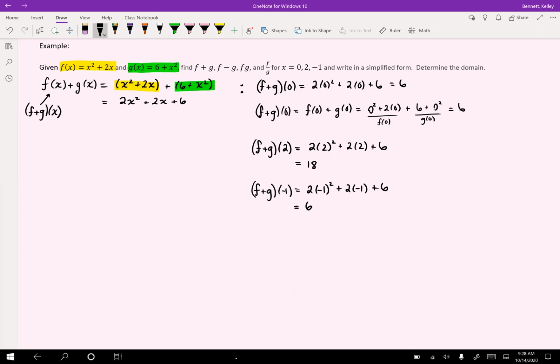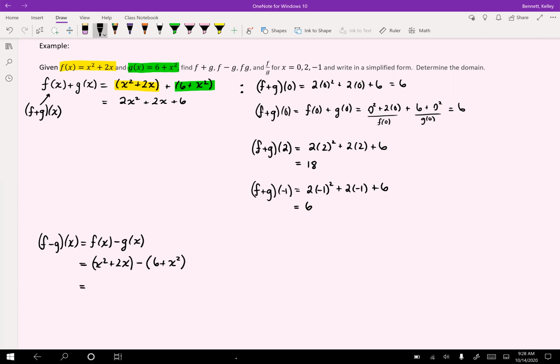So let's look at what f minus g is going to be. So f minus g of x is f of x minus g of x. And so that gives me x squared plus 2x, right? That was f of x, minus the quantity g of x, 6 plus x squared. So now the parentheses are really going to play a role because I have to subtract the whole sum of 6 and x squared.